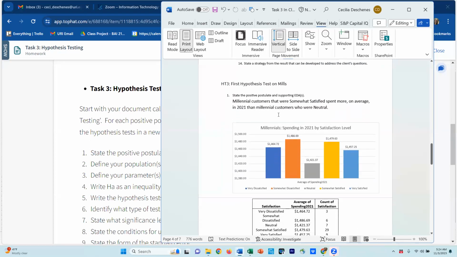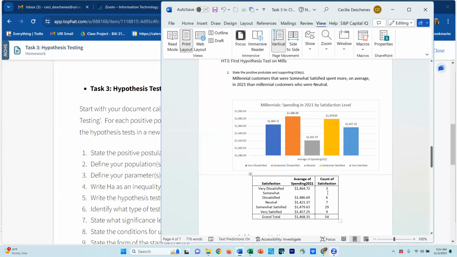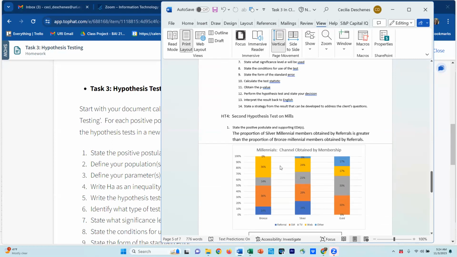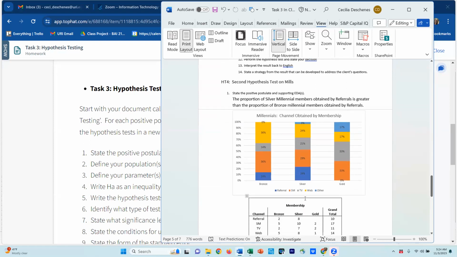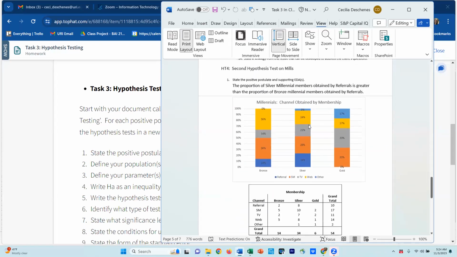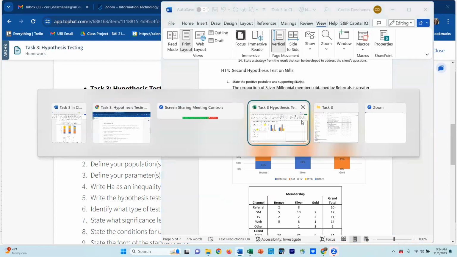And then the third hypothesis test is the first one on the Millennials data set. So I put the millennial postulate here and the supporting charts and tables here. And then the second hypothesis test of the millennials is my 4th overall. So again, I wrote down what I'm seeing and the supporting data for that postulate.